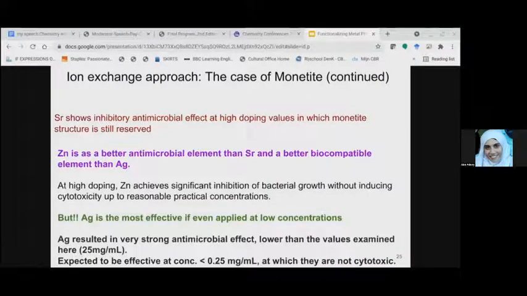This study showed us another functionality for strontium ions besides their stimulation of osseointegration: at very high concentrations of strontium, they can actually start to show some antimicrobial activity. Zinc is a more effective antimicrobial agent than strontium, of course, but it is also more cytocompatible than silver. But at the end, silver is the most effective regarding its antimicrobial effect, and we can keep our investigation to low concentrations to avoid its cytotoxicity, and still it will be effective.